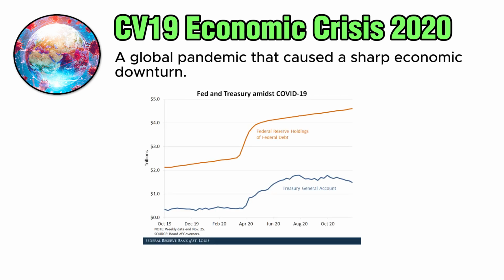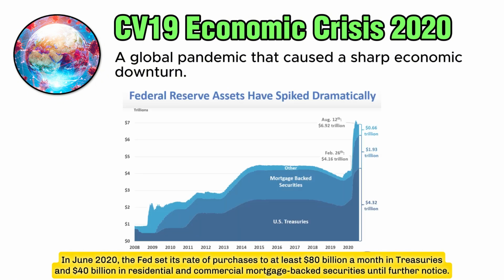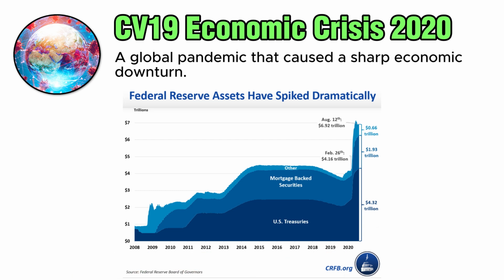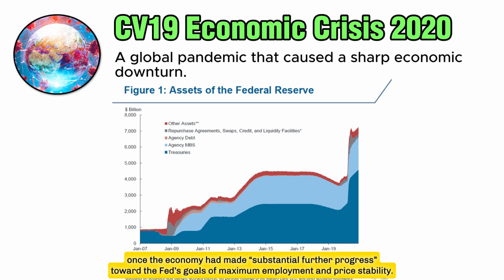These included large purchases of U.S. government and mortgage-backed securities, the Fed in June 2020 purchasing $80 billion a month in treasuries and $40 billion in residential and commercial mortgage-backed securities, and they updated their guidance in December of 2020 to indicate it would slow these purchases once the economy had made substantial further progress towards the Fed goal of maximum employment and price stability.